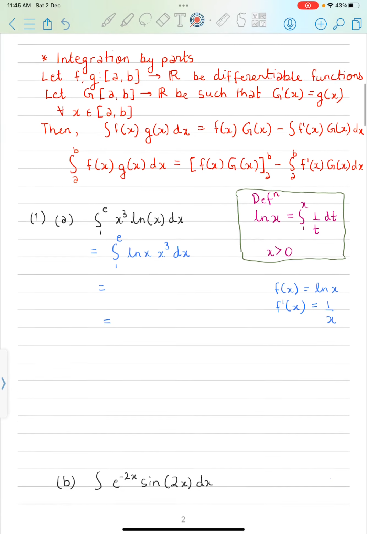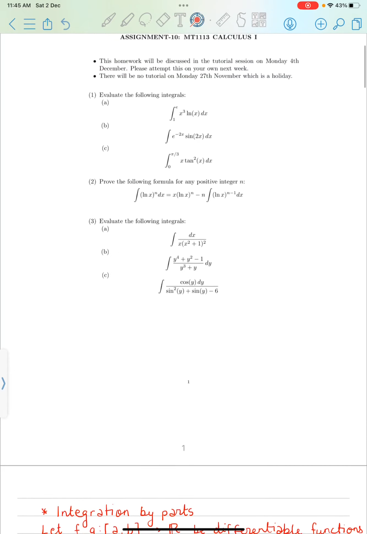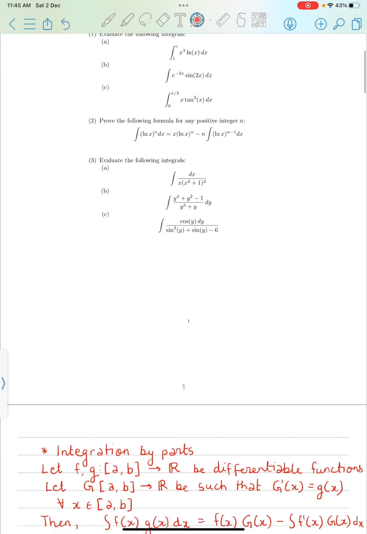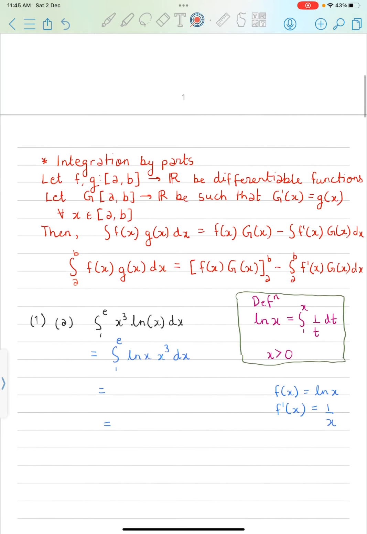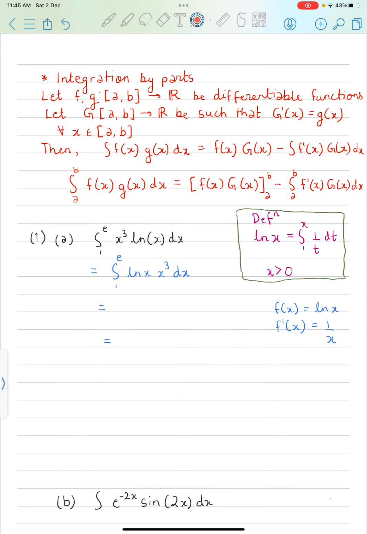Hi everyone, in this video I'm going to discuss assignment number 10. So let's start discussing question number 1a. I have written down the integration by parts theorem on your screen. You can see it.